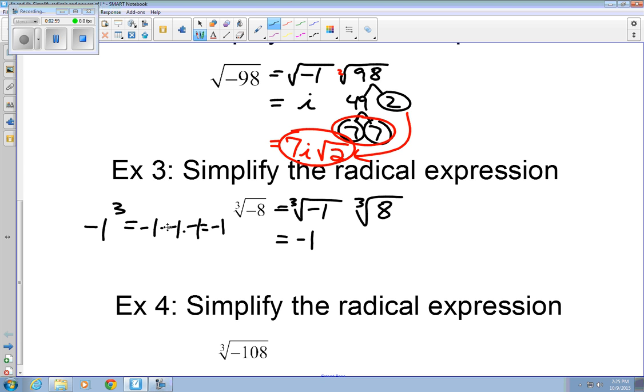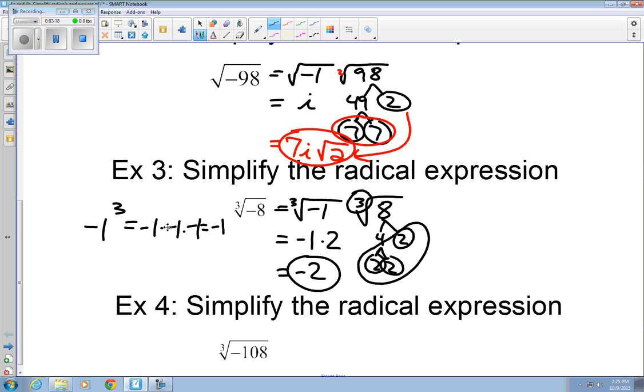Square root of -1 is i. So then we have 8. 8 is 4 times 2, and 2 times 2. And since it's a cube root, we need 3 groups of 3. So it comes out as a 2. -1 times 2 is -2. So the cube root of -8 is -2. If you think about it, -2 cubed, -2 times -2 times -2, what is that? Well, that is -8. So the cube root of -8 is -2.